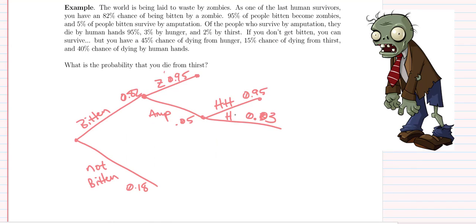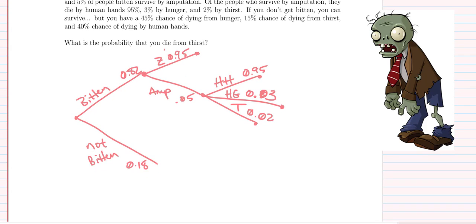So that's H for hunger. Or you die by thirst, which is even smaller, so I guess the water's not contaminated yet. Okay, so those are the outcomes if you get amputated. Great. So let's say you're one of the lucky few that doesn't get bitten.